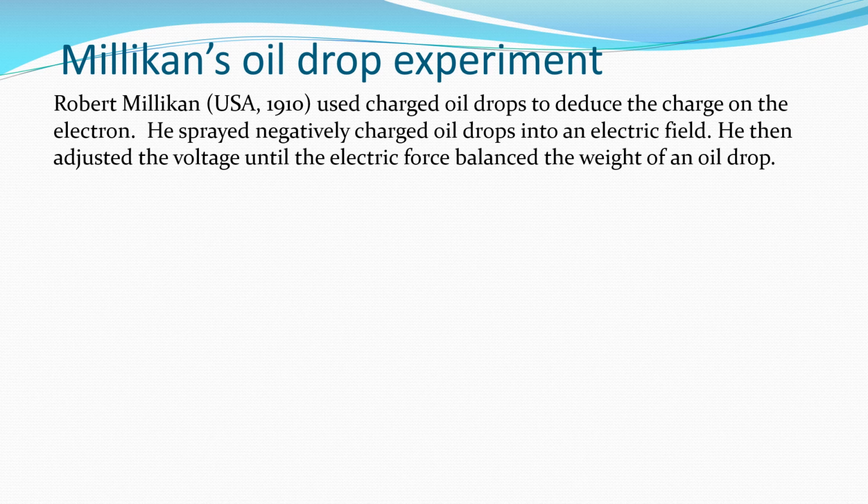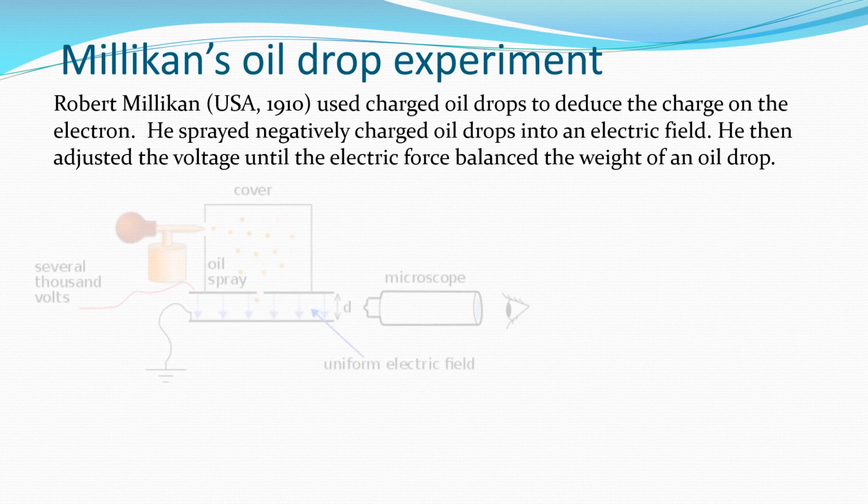So he knew what the mass of the oil drop was, obviously knew what gravitational field strength was, and therefore he could say that the weight must be equal to the electric field force. By equating those two things to each other, knowing the size of the potential difference of the field, he could then determine the charge on the electron.